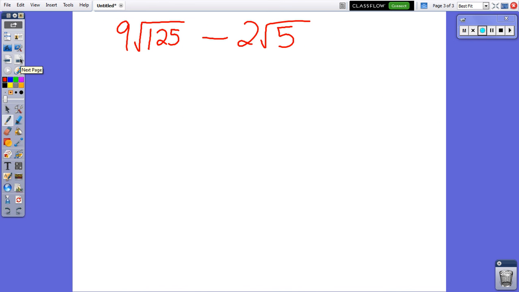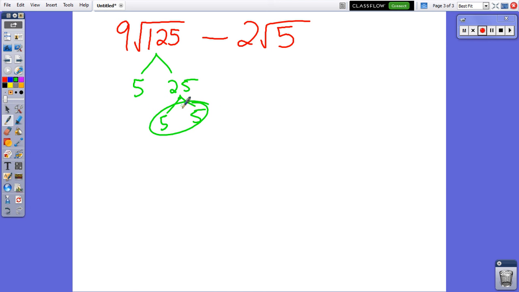At first glance, this may look like we can't add these or subtract these because they are not like radicals. We have 125 under one of them, and we have 5 under the other one. However, we can take the first one and we can reduce it. So if we start breaking this apart, we can do, say, 5 times 25. Break that apart, and we get 5 and 5.